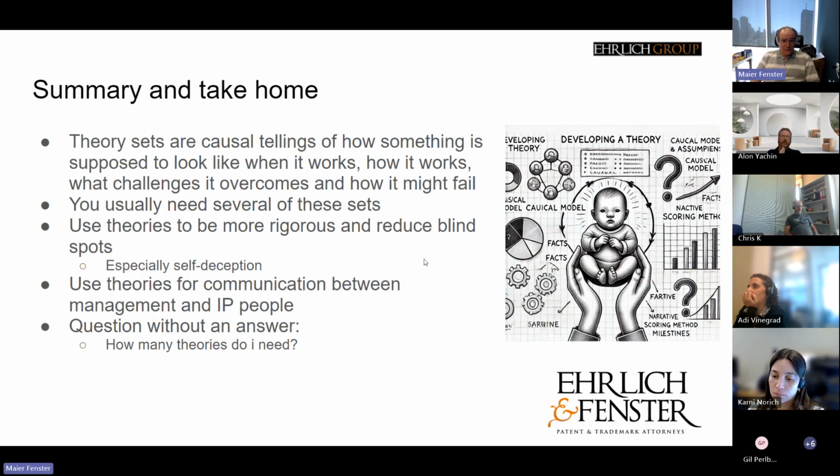To summarize, series are causal tellings of how something is supposed to look like when it works and how it works, what challenges it overcomes, and how it might fail. You probably need more than one of these sets. You use it in order to become more rigorous. You use it for communication between IP people and people that are not IP people. And if you ask how many series are you going to make tomorrow morning, the answer is I have no idea. Okay? It's a tool.